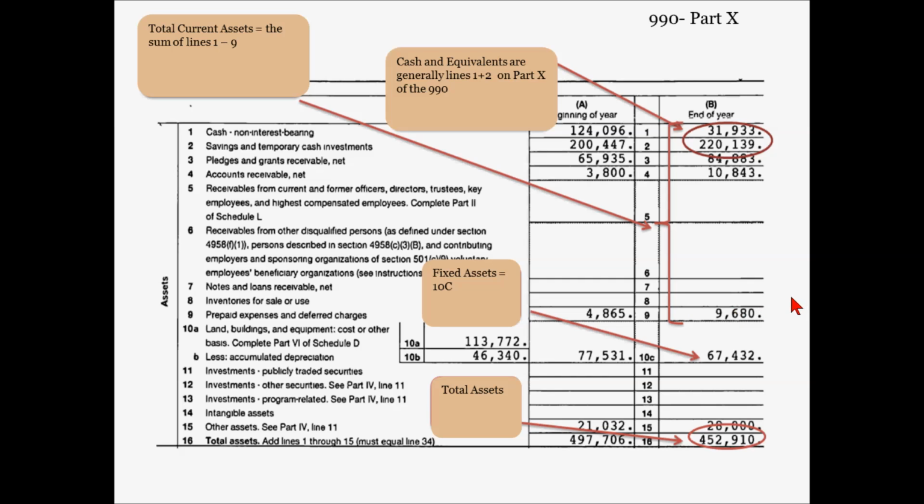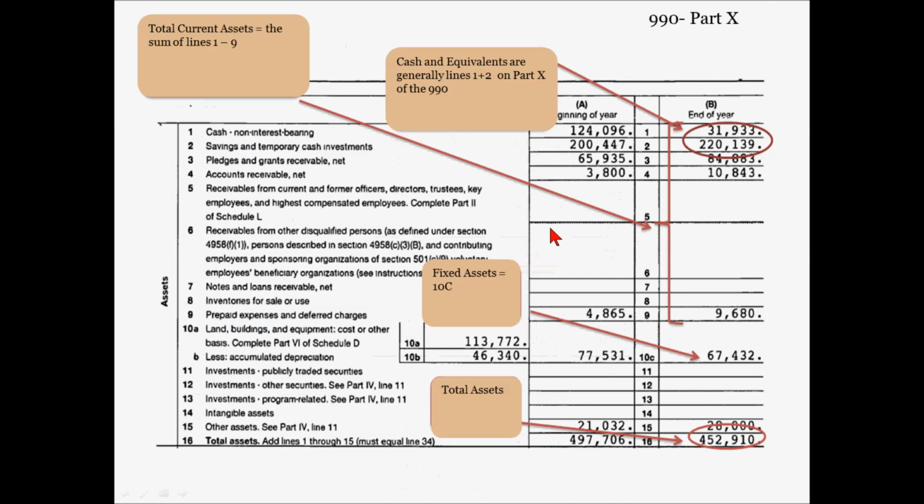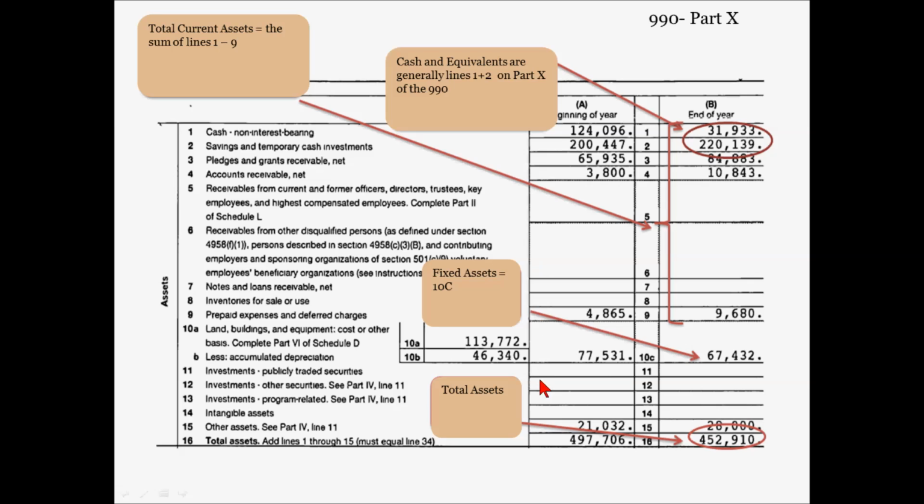Total fixed assets. This represents the value of all fixed assets and include items such as land, buildings, and equipment. On the audit, you can see the line item furniture and equipment. On the 990, Part 10, line 10C represents the fixed assets. Total assets is the sum of all current and long-term assets. On the audit, total assets is the last line in the assets section. On the 990, total assets is line 16.